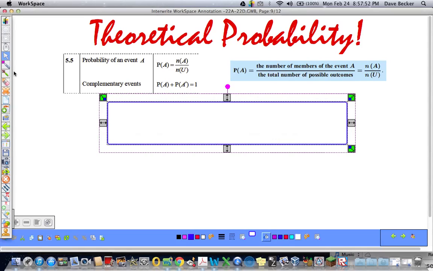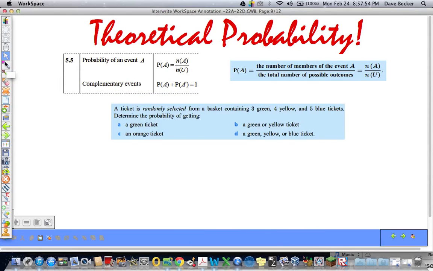So let's get to some examples right away. A ticket is randomly selected from a basket containing 3 green, 4 yellow, and 5 blue tickets. I'm going to go ahead and total that right away. That's 5 plus 4 is 9 plus 3 is 12. Determine the probability of getting a green ticket. So the probability of green is equal to the number of greens, which is 3 out of 12, which, please simplify, folks, is 1 out of 4.